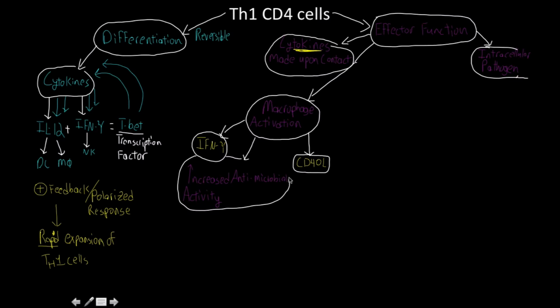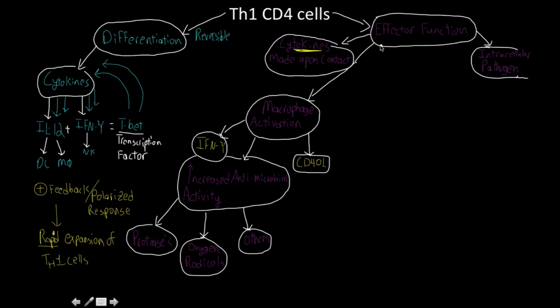As you can imagine, this causes an increase in the antimicrobial activity, including but not limited to increased production of intracellular proteases, increased production of oxygen radicals, and increased production of the generalized mechanisms that you know of that help macrophages fight intracellular pathogens. Right, so that's it for macrophage activation.